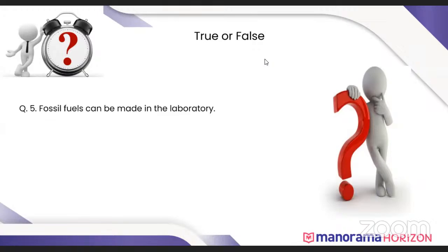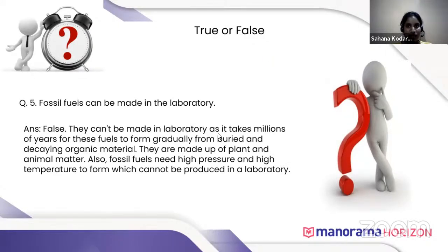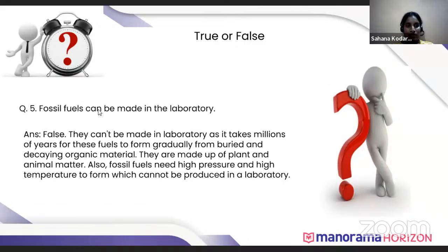Fossil fuels were formed millions of years ago. Okay, Anna. So, the answer is that fossil fuels cannot be made in a laboratory because it takes millions of years for these fuels to form gradually from buried and decaying organic materials. They are made up of plant and animal matter. Also, fossil fuels need high pressure and temperature to form, which cannot be produced in the laboratory. So, this is the explanation for this question.